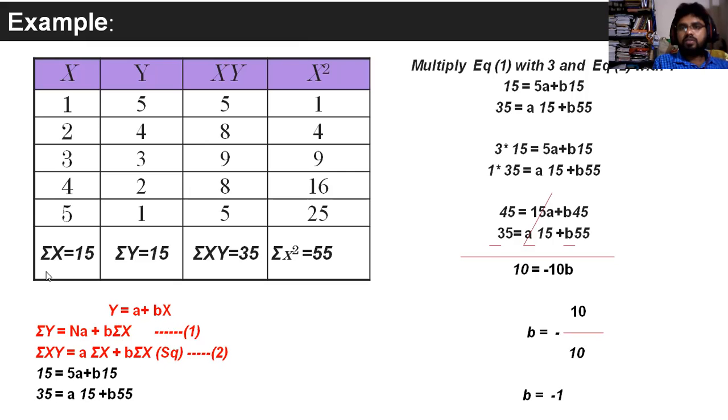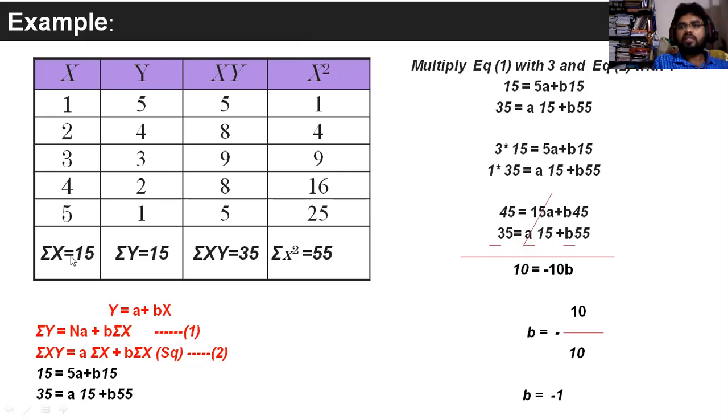Once you enter the values, for example, sum of y, we need to add all the y values. So n into a, that is the number of samples into a, plus b into the sum of x, which is the total of the x values. Then sum of x into y, so we need to get the x into y values. After summing up, we take these values. The sum of x is 15, and sum of x into y is 35.